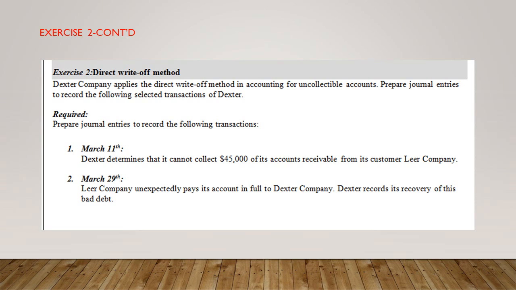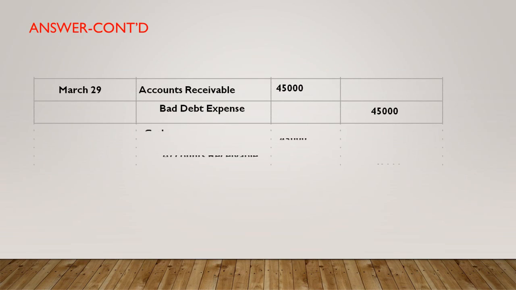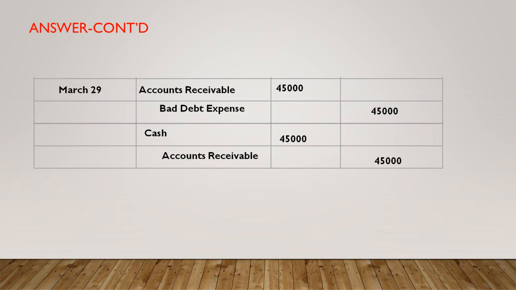What we are going to record for the recovery of bad debt, actually we need to record two entries. One entry to reverse what has already happened on the date of writing off this amount of money, and the other entry just to record the collection of cash. So the entry will be debit accounts receivable and credit bad debt expense. This entry just reverses what has already been recorded for writing off this amount of money. And then the other entry for the collection of cash, debit cash and credit accounts receivable.